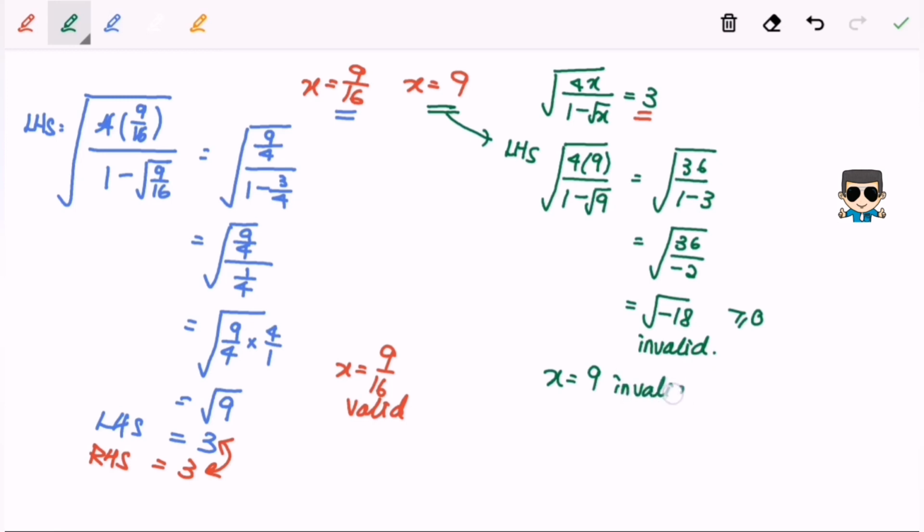So the final answer would be x equals 9 over 16, valid because it satisfies the equation. So here we are, and thanks for watching.